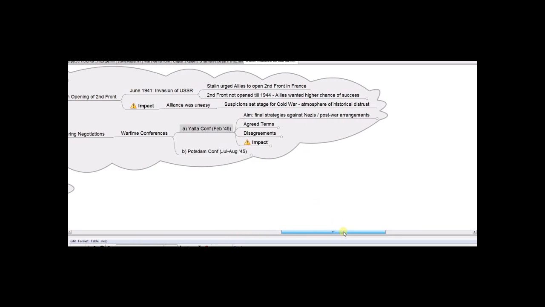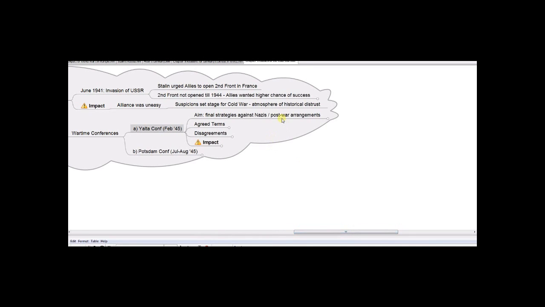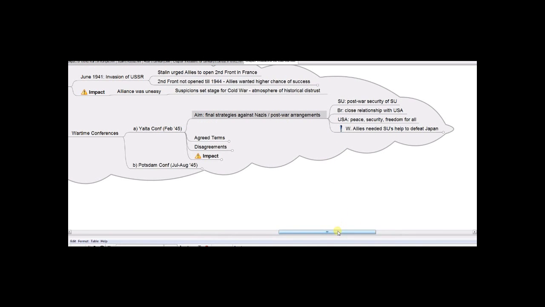The Yalta Conference was basically held in Crimea, as we know of today, and its aim was to finalize strategies against the Nazis. At this time, the Nazis were still fighting, although there wasn't much doubt that they were going to be defeated sooner or later. So the Allies, the big three, the USSR, America, and Britain, gathered in Yalta, and they discussed post-war arrangements because they knew that the Nazis were going to be defeated sooner or later, at least in Europe.